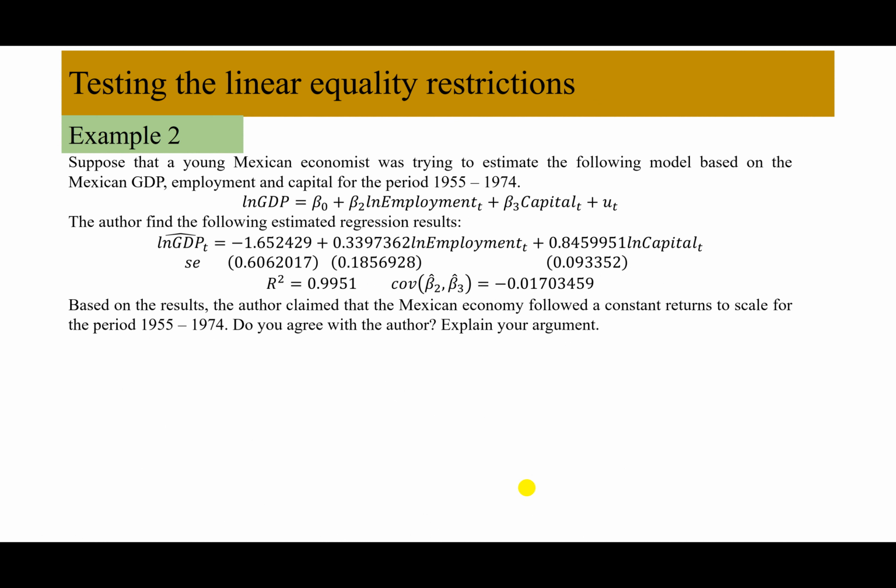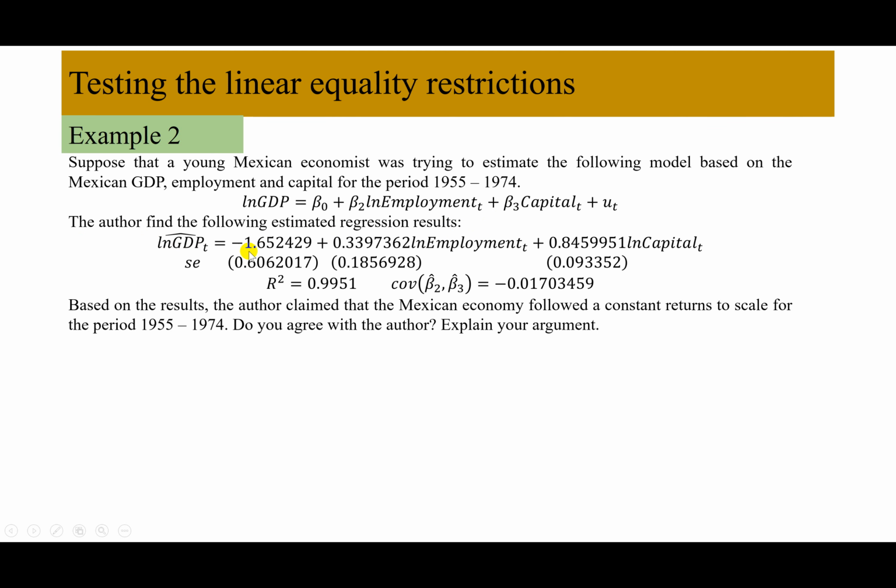Here is example 2. Suppose that a young Mexican economist was trying to estimate the following model based on the Mexican GDP, employment and capital for the period 1955 to 1975. The researcher was trying to estimate this model: log GDP is equal to beta 0 plus beta 2 log employment plus beta 3 log capital plus u_t. The author found the following estimated regression results.